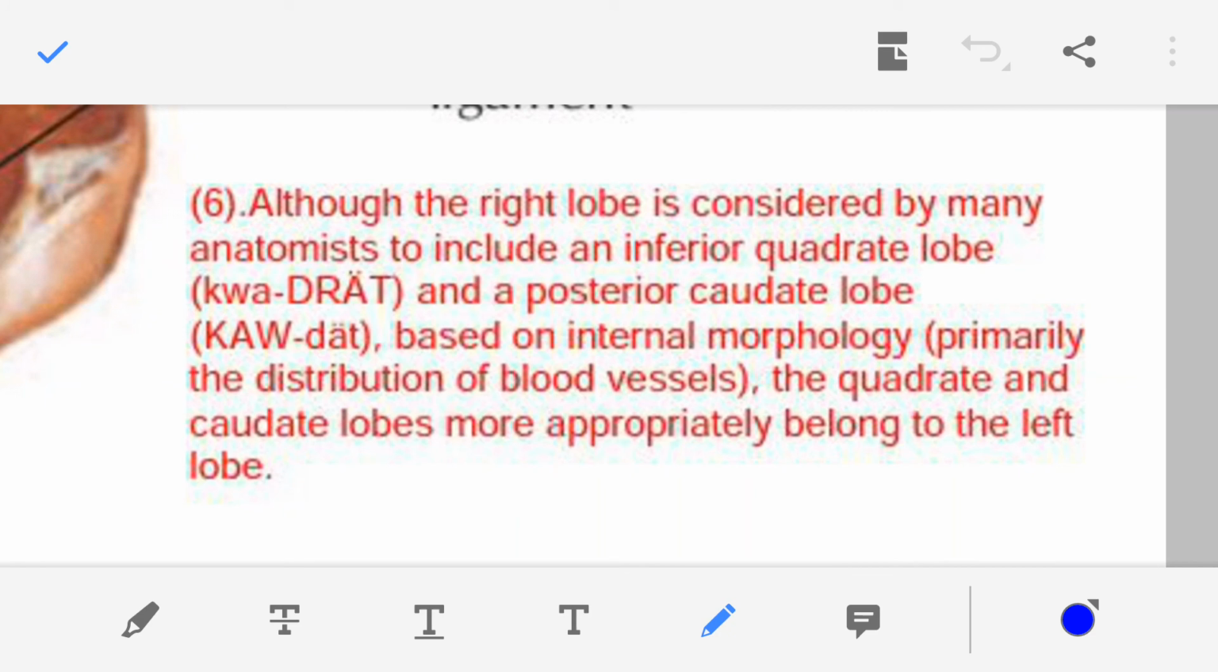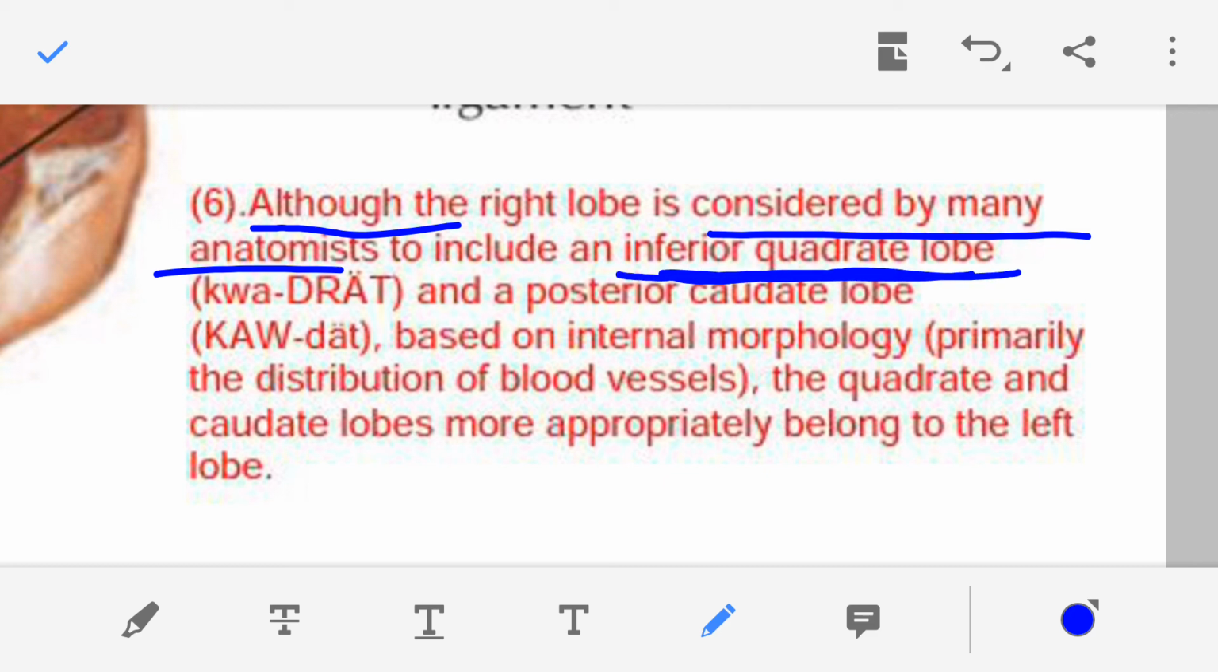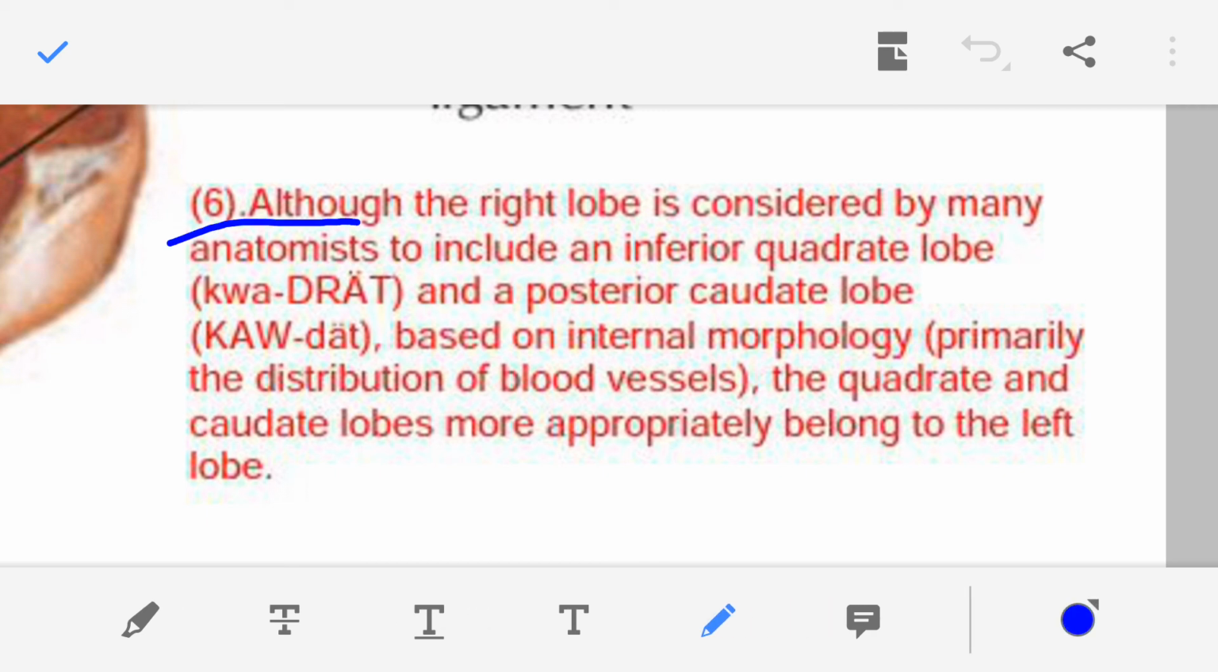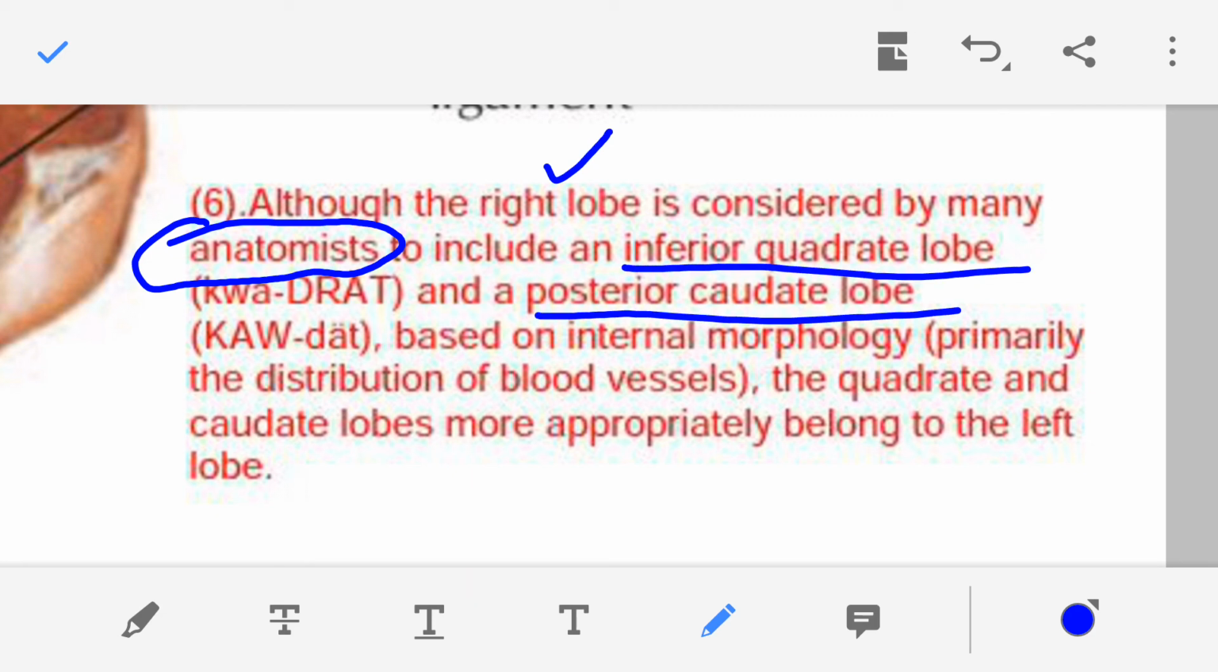Now the right lobe is considered by many anatomists, according to many anatomists, they think that in the right lobe, the inferior quadrate lobe and the posterior caudate lobe should be included.